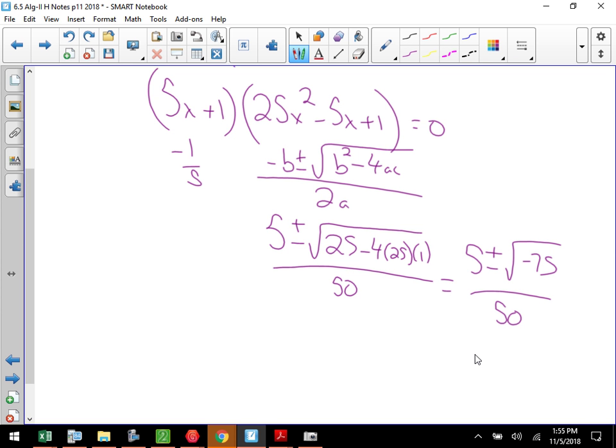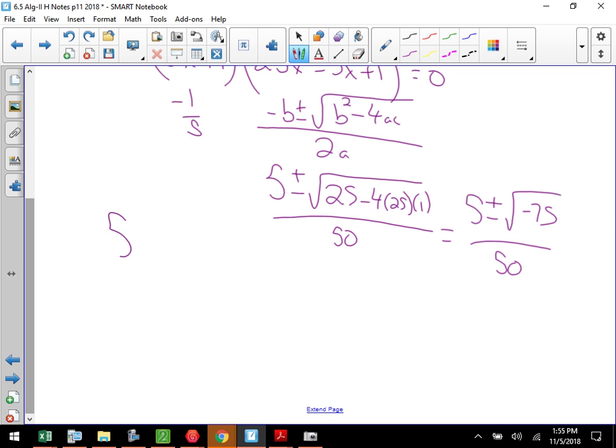So I'm going to write this over here in a little bit more space. I'm going to get 5 plus or minus 5i root 3 all over 50. All of the coefficients now have something in common. They all have 5s in common. This is where most of you guys will make a mistake. That's why I'm reminding you of this here.